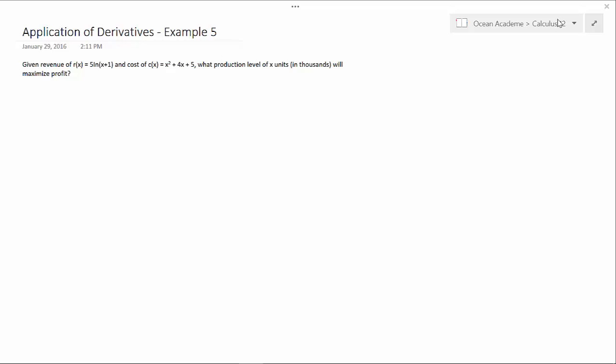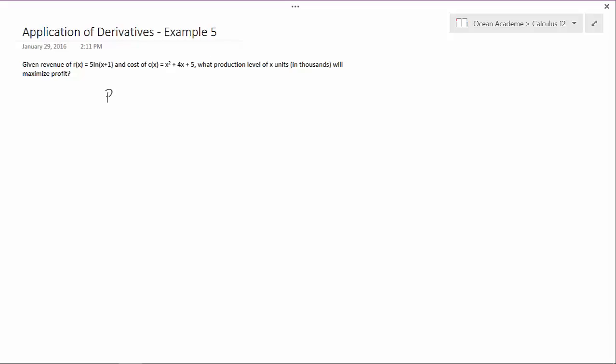Application of derivatives, example 5. Given revenue of R of x equals 5 log(x plus 1), and cost of C of x equals x squared plus 4x plus 5, what production level of x units in thousands will maximize profit?